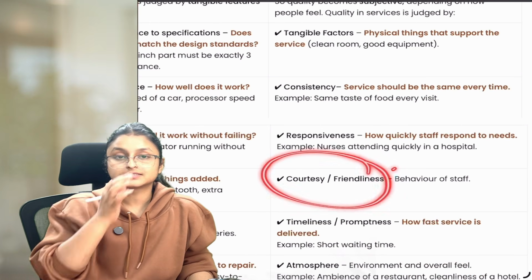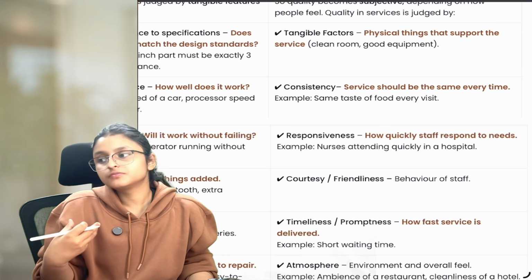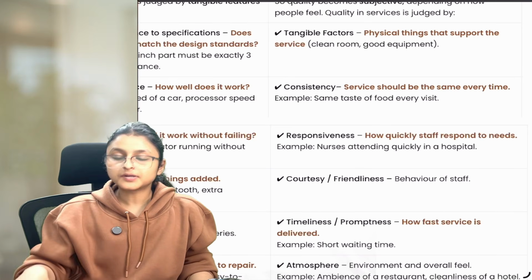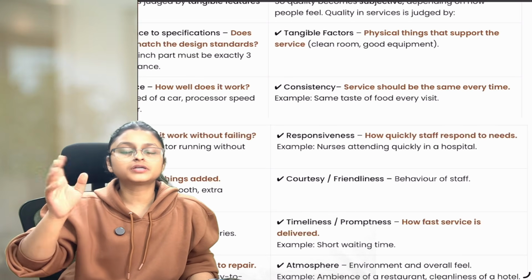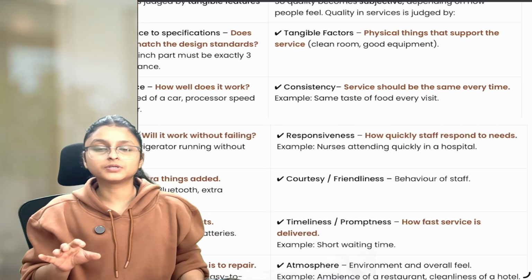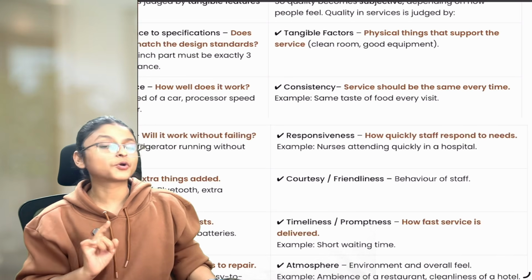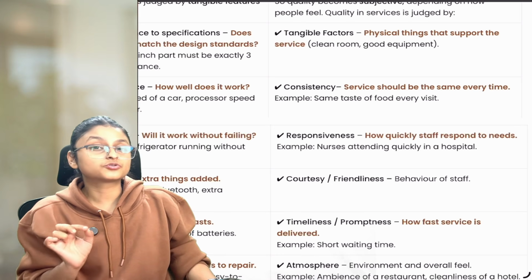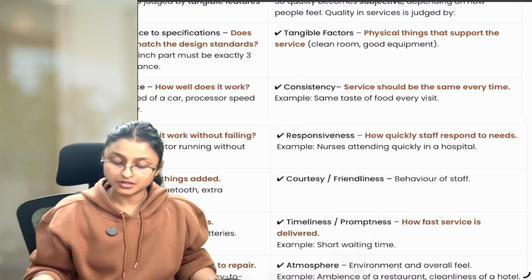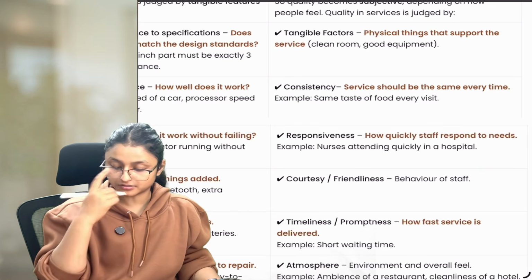Courtesy or friendliness: how the staff is behaving with you. Think about it, the staff came earlier, like in 1 minute he came to you, you will be happy. But the thing is, he is not talking properly with you. Would you prefer to go to that restaurant again? Answer is no. So behavior of staff also matters.